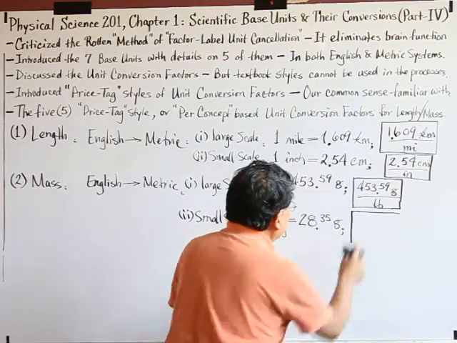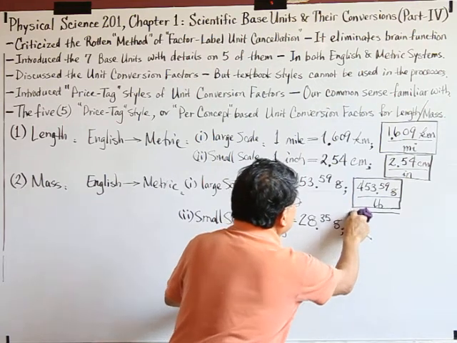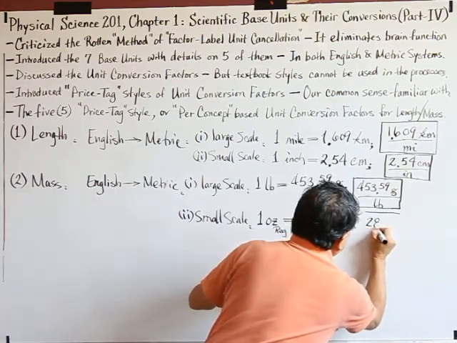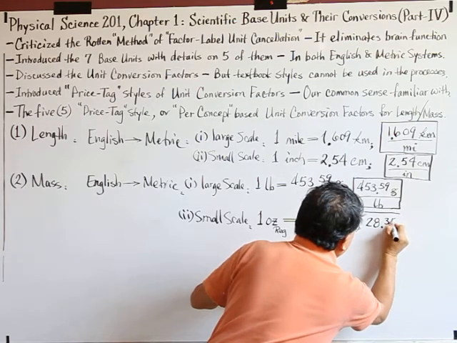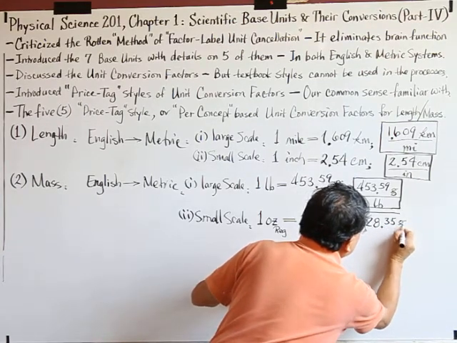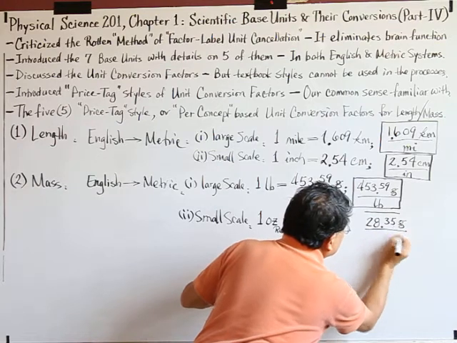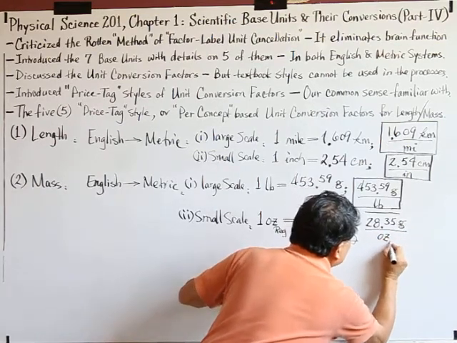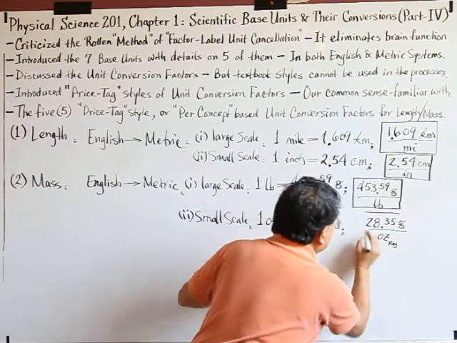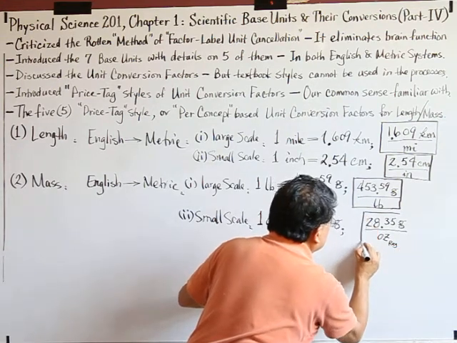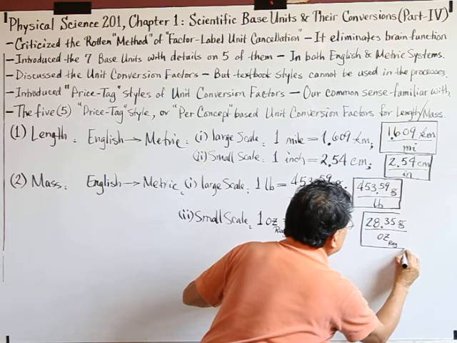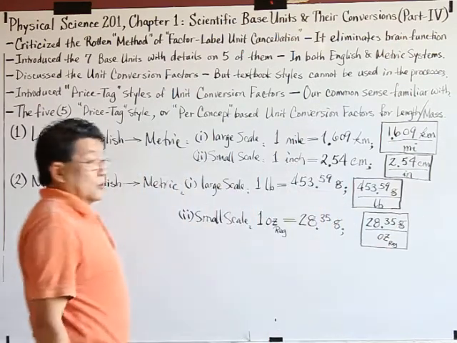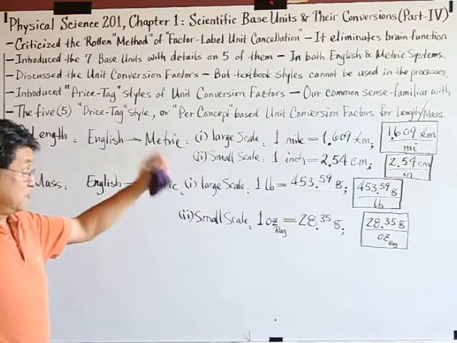Let me put it a little bit on the right hand side. So it's going to be 28.35 grams, horizontal line, per what? Per ounce. Now in case you forget, you write per reg. And then this is going to be the number 4 conversion factor. I want you to memorize these 4.